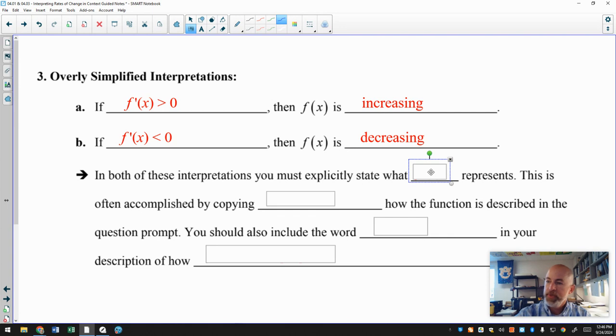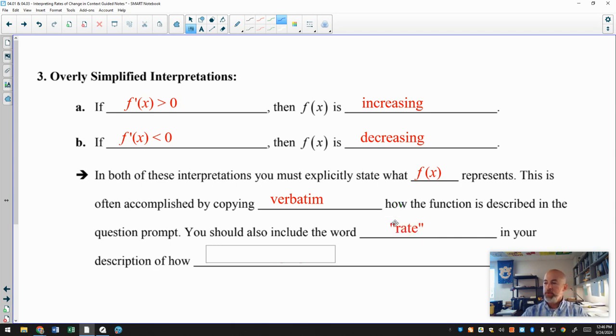And when you are interpreting, you want to make sure that you explicitly state what your function represents, and that will almost always be accomplished by copying verbatim how the function is described in the question prompt. So there will be a spot in the prompt that'll say something like, let E of t represent the number of people who have entered a park after the park opens. And so when we describe E of t, we will say E of t is the number of people who enter the park. And so you look at the prompt and you see how the function is described, and that is what you need to include in your description or in your interpretation.